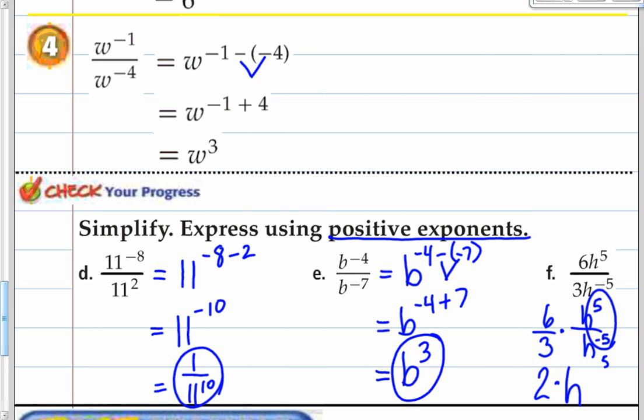When we do 5 minus negative 5, again, that's going to come out to be a positive or an addition problem, so it's 5 plus 5. That's 10. There's your final answer, 2 times h to the 10th power.